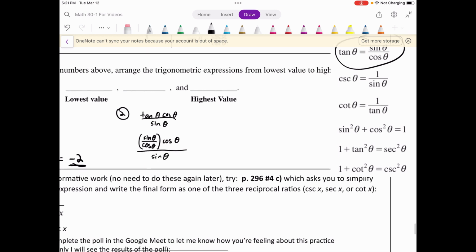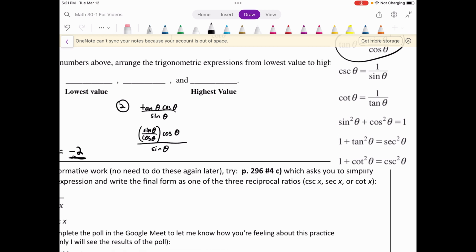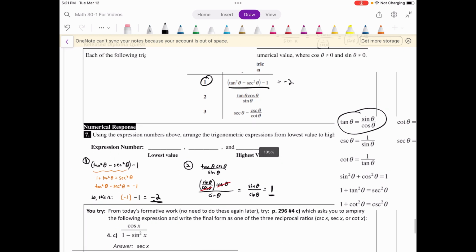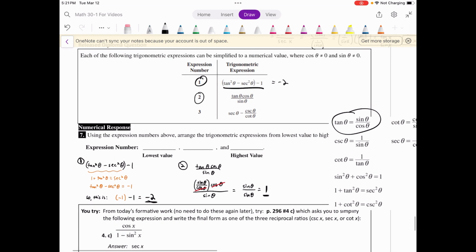Okay, so what does this simplify to? Well, sine of theta over cos of theta times cos of theta. Can you see that those are just going to cancel out, right? That just equals 1, cos of theta over cos of theta. So we're just left with sine of theta over sine of theta, right? And sine of theta over sine of theta is just 1. So expression 2 ends up just simplifying to a numerical value of 1.